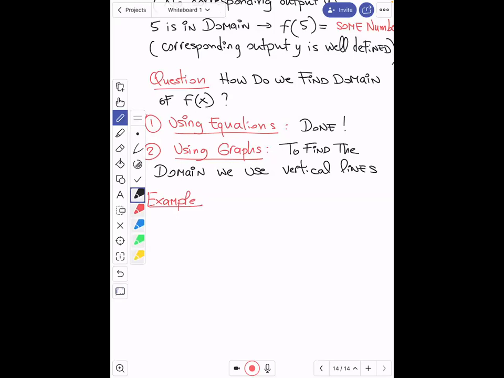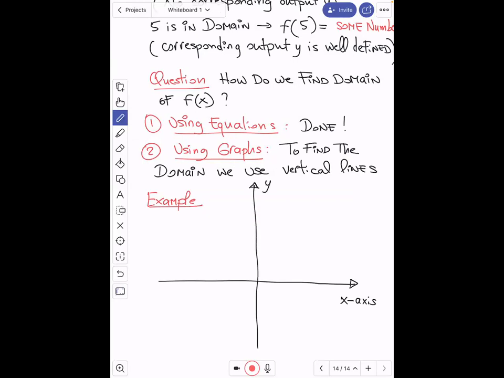So for the domain, again, guys, we don't really care about the output y. We don't really care about the vertical axis. What's really important for us, when you find the domain, is the x-axis, the horizontal axis. That's the axis of inputs. So we are just interested in the x-axis. We don't really care about the y-axis when you find the domain. So this is the y-axis here.